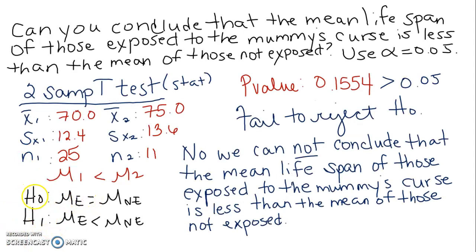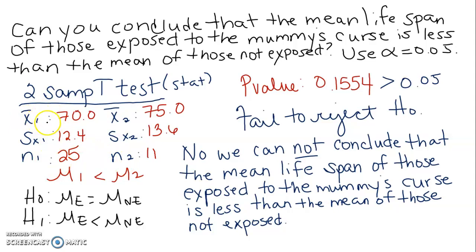Okay, so for this one, for the null, we had the mean of those exposed is equal to the mean of those not exposed, and we're trying to conclude, because this was the claim up here, can you conclude that the mean lifespan of those exposed to the mummy's curse is less than the mean of those not exposed? Use a 0.05 significance level, so I made the alternate statement, the mean of those exposed is less than the mean lifespan of those not exposed. So I chose a 2-sample t-test, and I chose statistics because they gave us the stats for the samples.